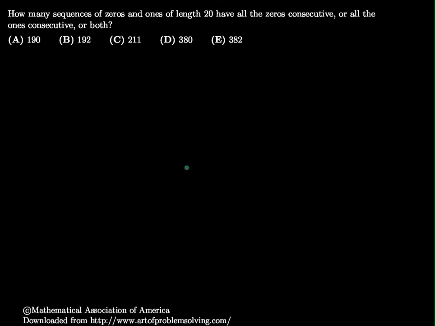Okay, 2012 AMC, this is problem 12 from the AMC12B, and it says how many sequences of zeros and ones have length 20, have all the zeros consecutive, or all the ones consecutive, or both. So here's the idea. I have some sequence, and I'm going to split it into 3 parts, okay?